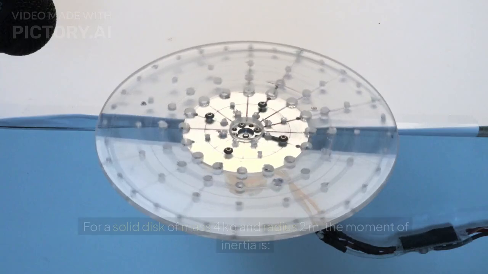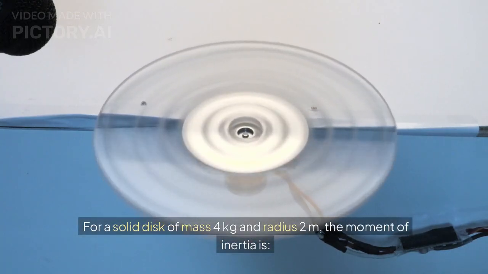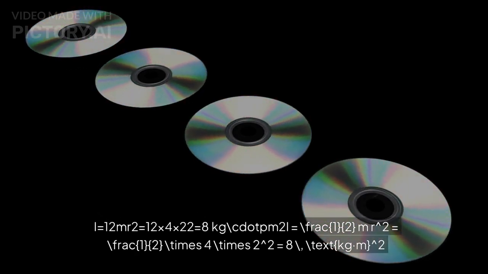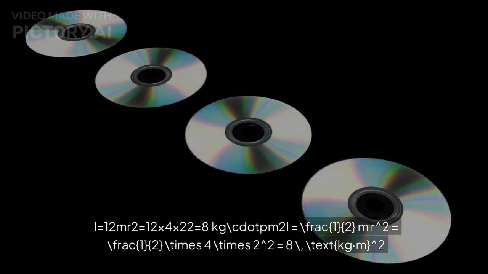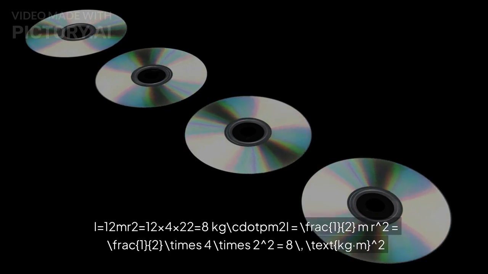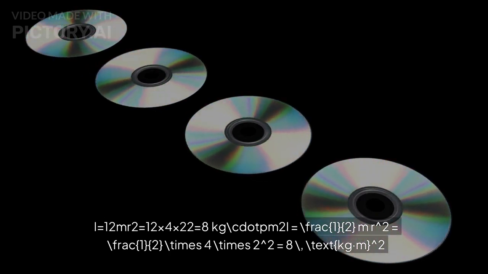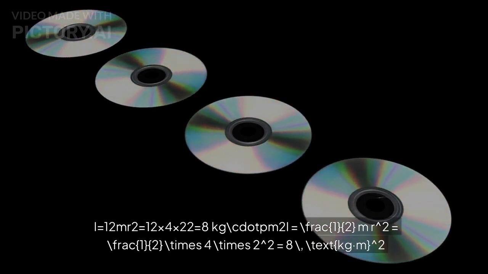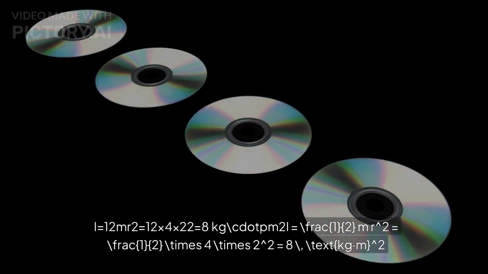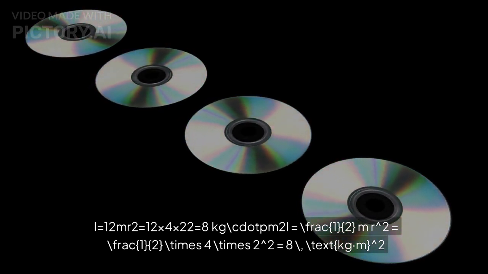Example. For a solid disk of mass 4 kilograms and radius 2 meters, the moment of inertia is I = ½ Mr² = ½ × 4 × 2² = 8 kilogram m².